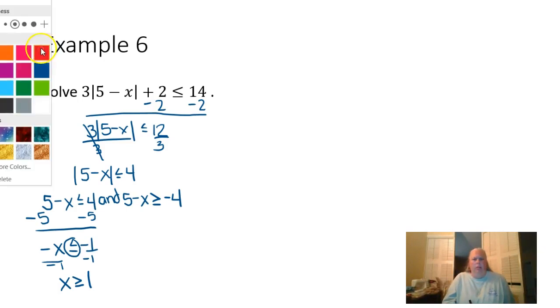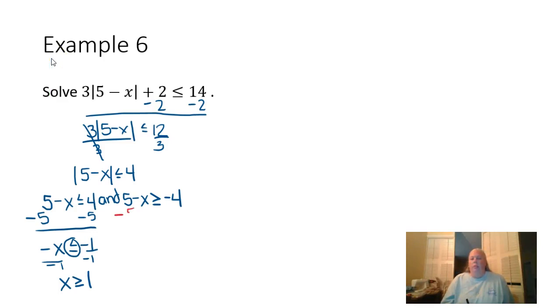Now let's switch colors here and work on the other inequality. I'm going to subtract 5 over here to this side. That leaves me with negative x greater than or equal to negative 9. And then when I divide by the negative 1, we have x greater than or equal to, nope, it's going to be less than or equal to, because I divided by a negative number. So that means my sign is going to have to change direction. This is going to be less than or equal to positive 9.